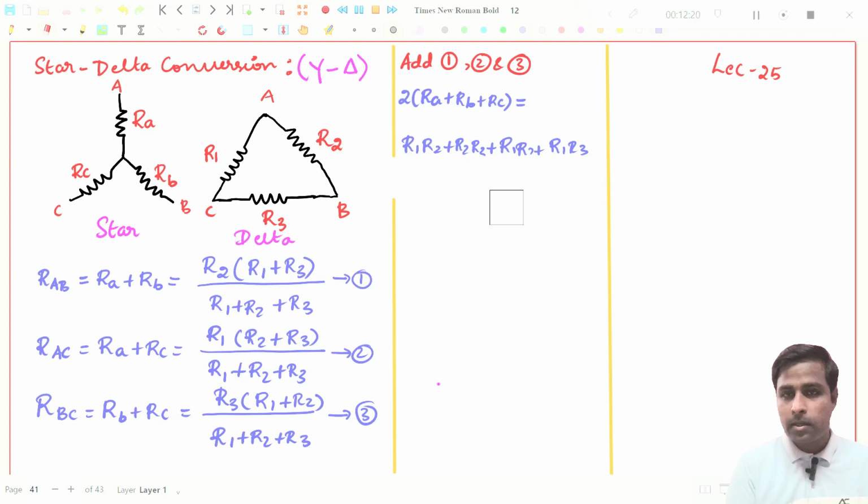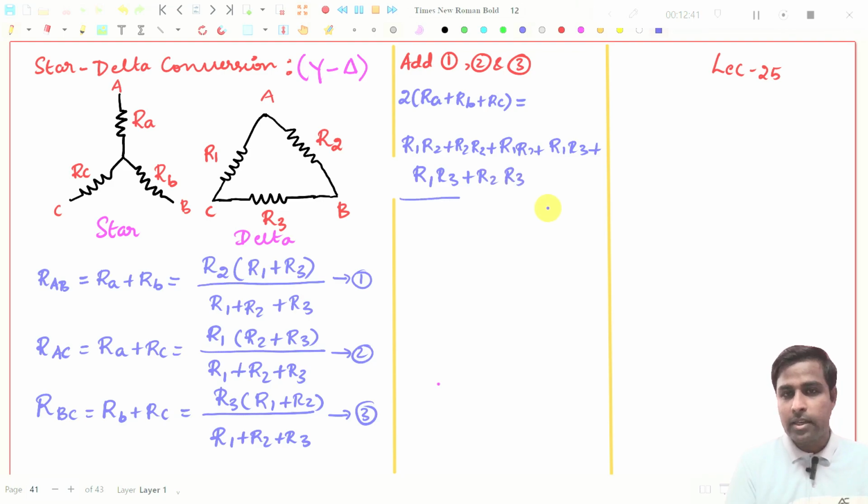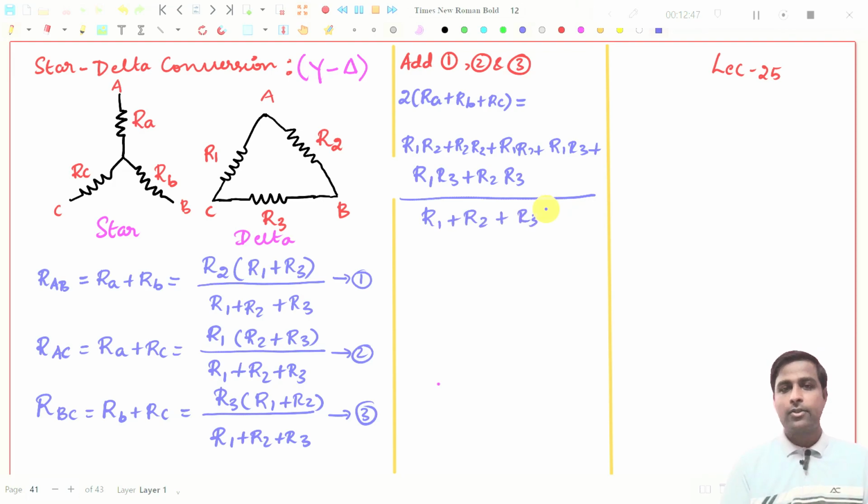I will just rough it out. Then plus, I will write down afterwards. This one is R1 R3 plus R1 R2 R3, R1 R3 and R2 R3. So this will be R1 R3 plus R2 R3, and this whole is divided by R1 plus R2 plus R3, right? So you will get it like this.